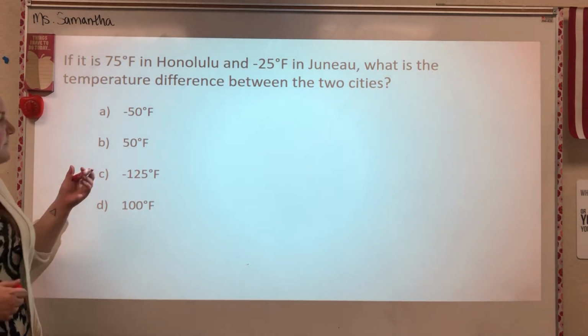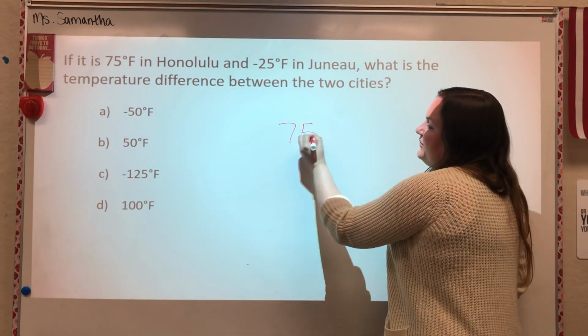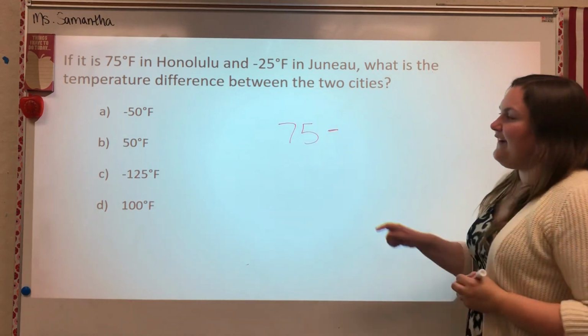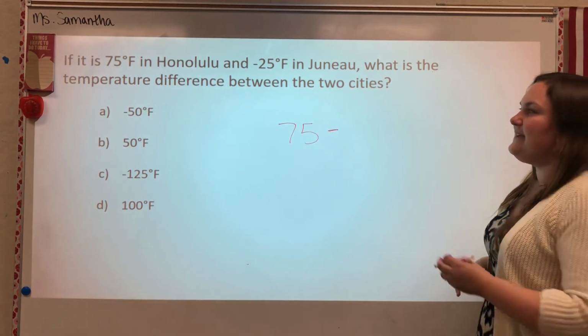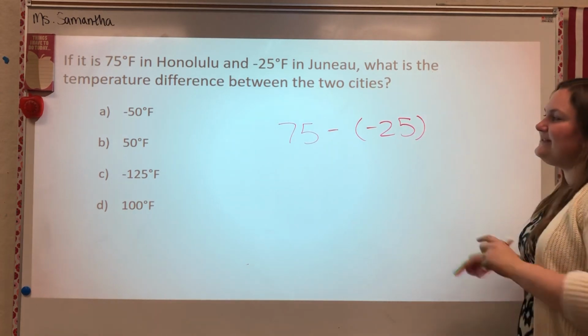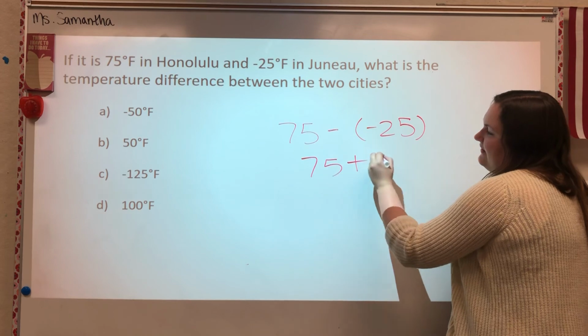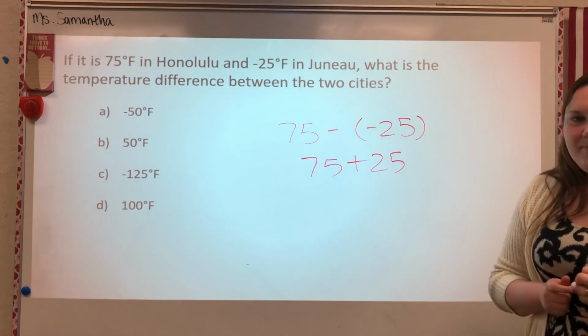Nice. If you struggled with this one, similar to that last one, we were finding the difference, which means we're subtracting. Finding the difference between Honolulu at 75 degrees and Juneau at negative 25 degrees. Subtracting a negative is the same thing as adding, and that is where that 100 comes from.